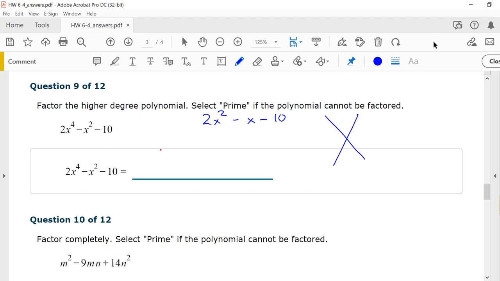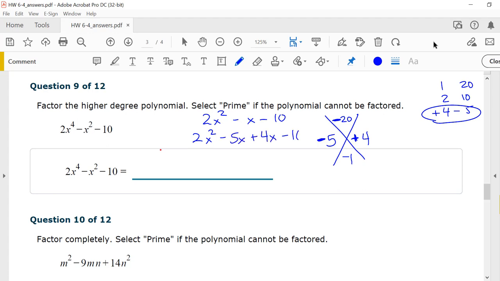We would go 2 times negative 10 is negative 20, with negative 1 down below. Since this is a negative 20, one's going to be negative, one's going to be positive. Factors of 20: 1 and 20, 2 and 10, 4 and 5. We would want to do positive 4, negative 5 to add up to give us negative 1. So I would write 2x squared minus 5x plus 4x minus 10, right? Okay, but it's not x squared and x.